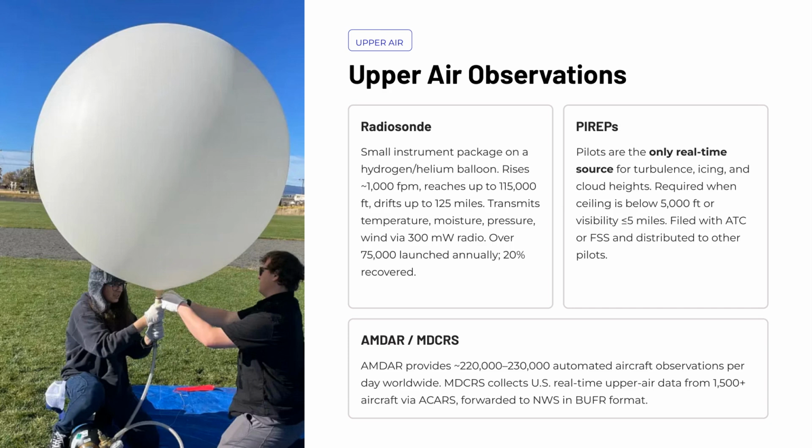Finally, AMDAR and MDCRS represent the modern automated side of upper air data collection. AMDAR generates over 220,000 aircraft observations per day globally, while MDCRS specifically gathers real-time upper air data from more than 1,500 aircraft operating in U.S. airspace through the ACARS system, forwarding that data directly to the National Weather Service. Together, these systems provide a continuous and comprehensive picture of the atmosphere above us.